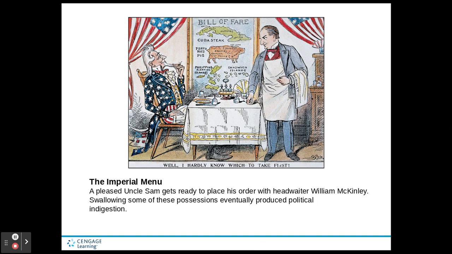So you see, for example, Uncle Sam seated at this table, wondering what will he add to his empire or territory. And President William McKinley, who is president at the beginning of this imperialist phase, taking his order.